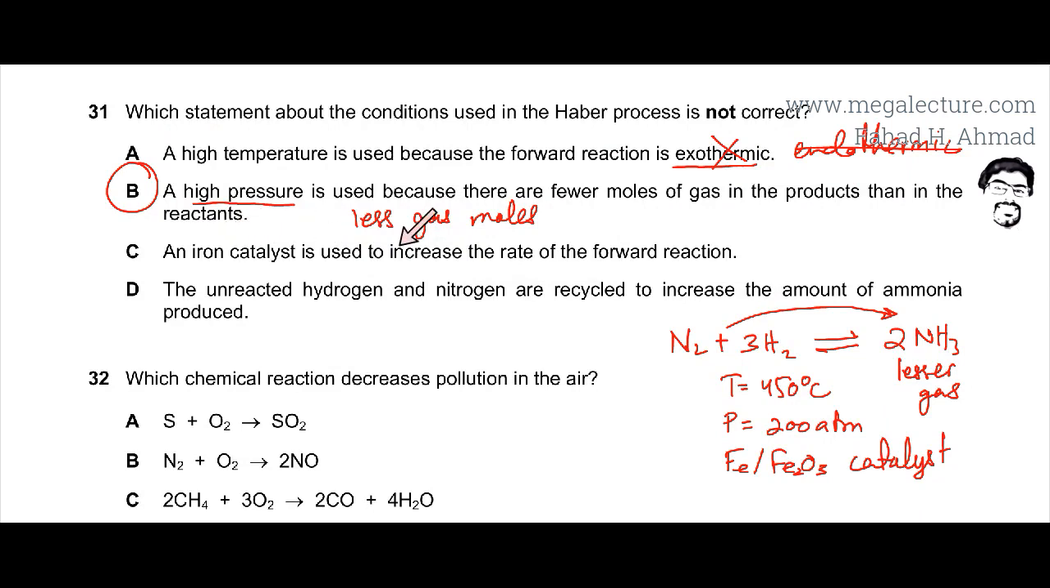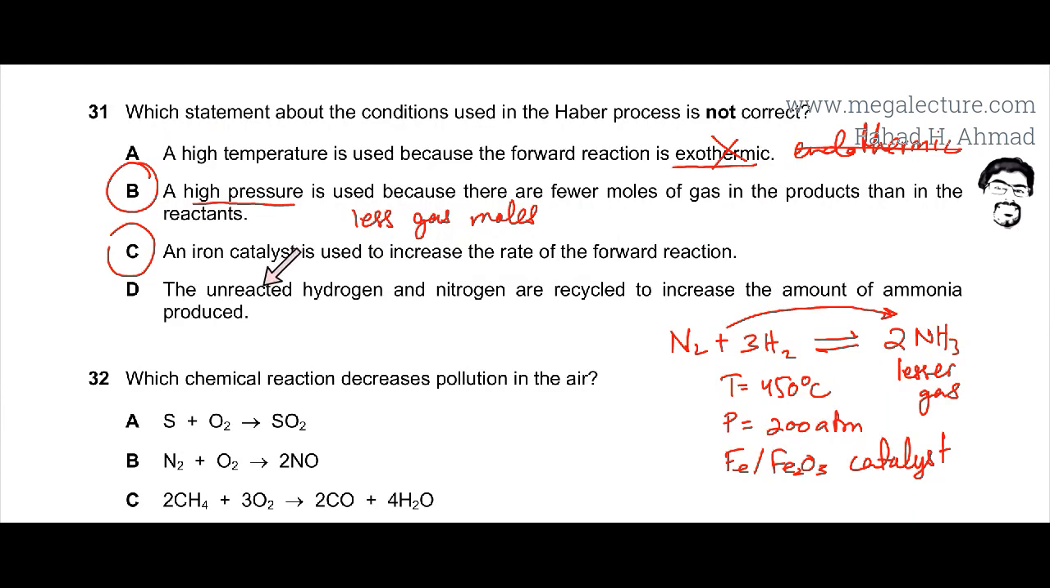An iron catalyst is used to increase the rate of the forward reaction. Well, it is used to increase the rate of the forward reaction, but it also increases the rate of the backward reaction. So this statement also looks to be correct. So option C is also correct.